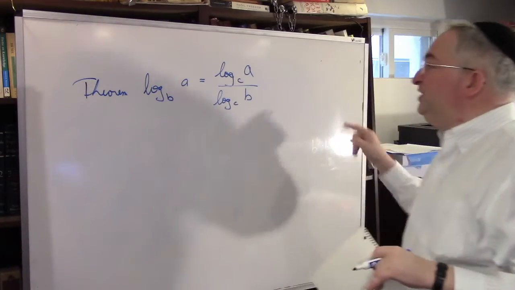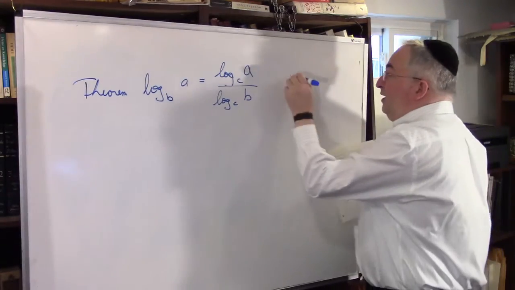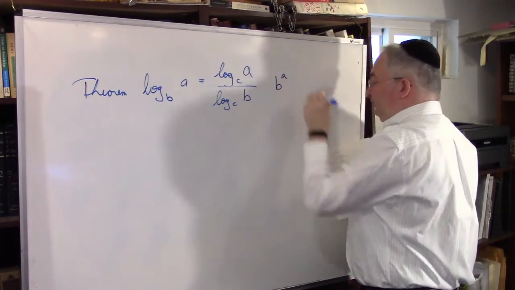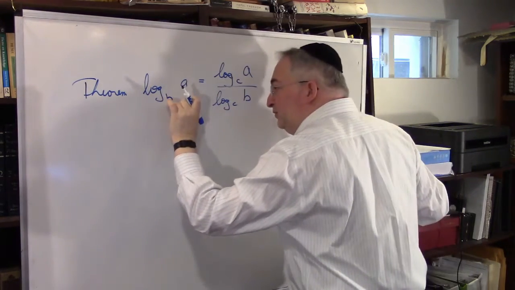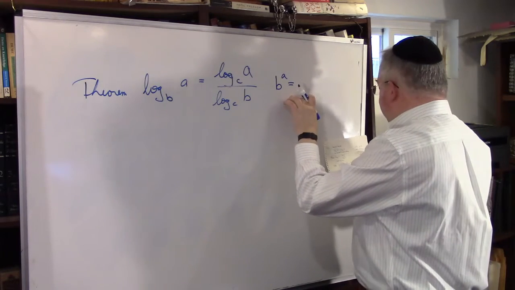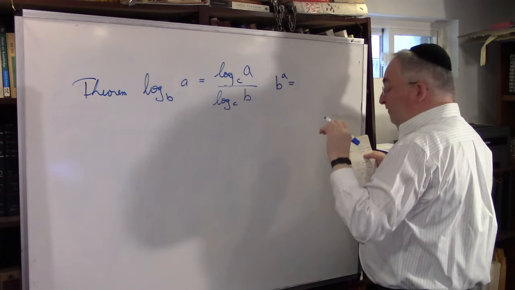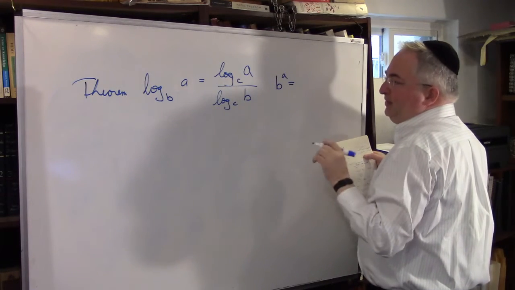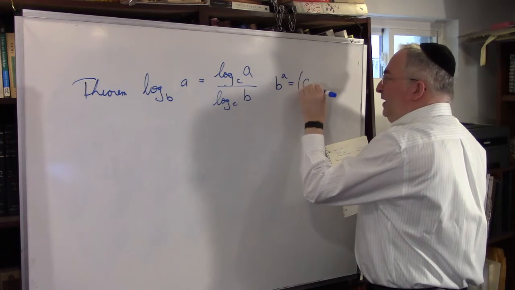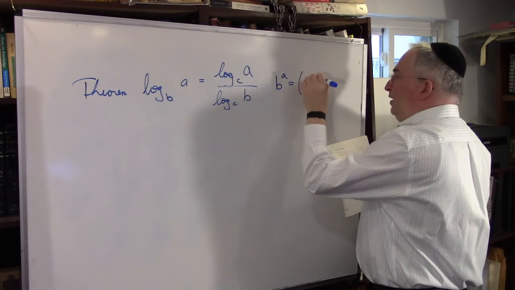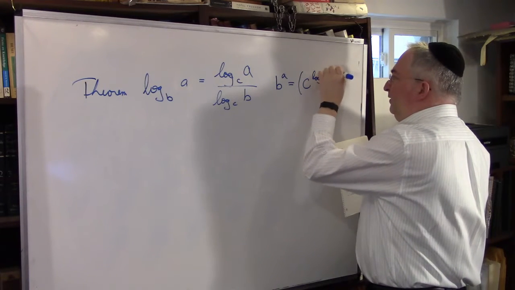Let's first give this as, how do you do this in terms of exponentials? It goes as follows. b to the log base b of a is the same thing as, here I'm using base b, I can do this in terms of c. This is in terms of base c. Let's do it. Ready? Base c of log base c of b.